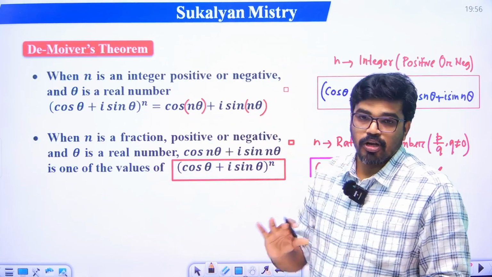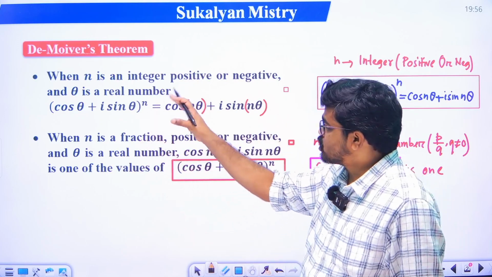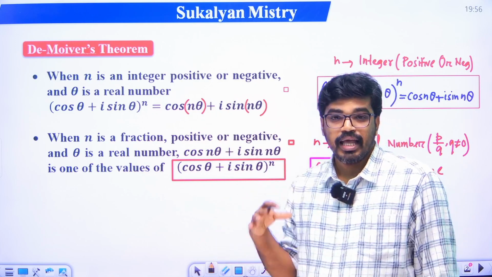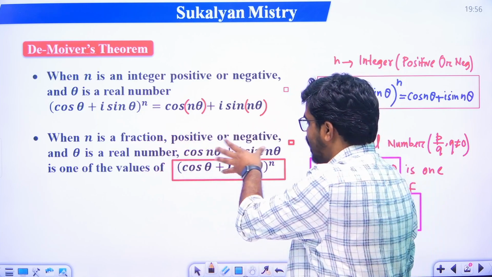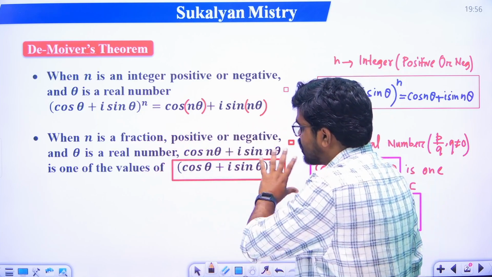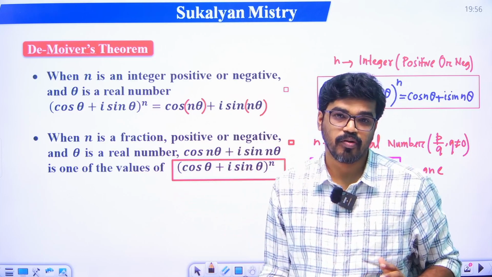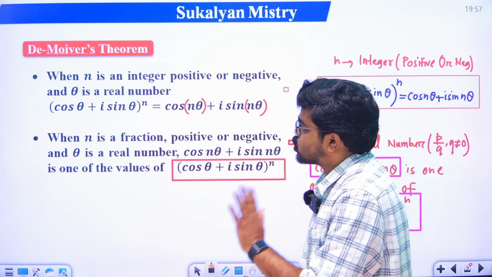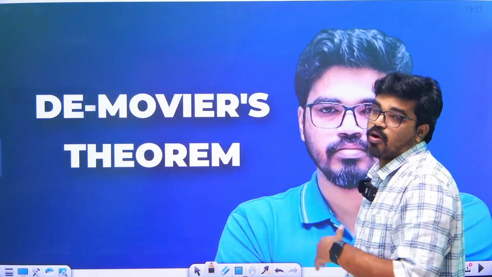de Moivre's theorem is very important. When n is an integer, cos theta plus i sin theta to the power n is cos n theta plus i sin n theta. But when n is a fraction, cos n theta plus i sin n theta is one of the values of cos theta plus i sin theta to the power n. Okay, so today let me discuss the full concept of de Moivre's theorem. What is de Moivre's theorem?